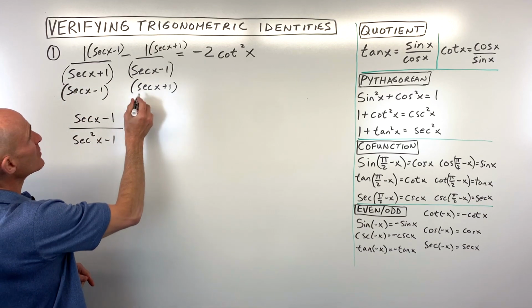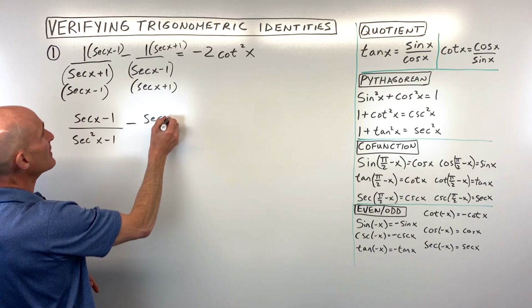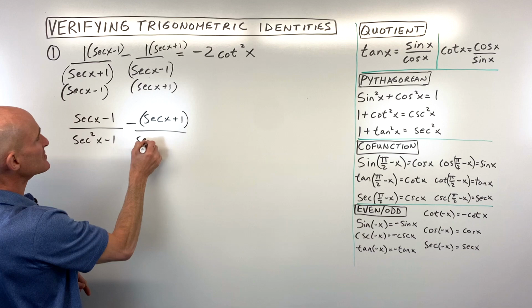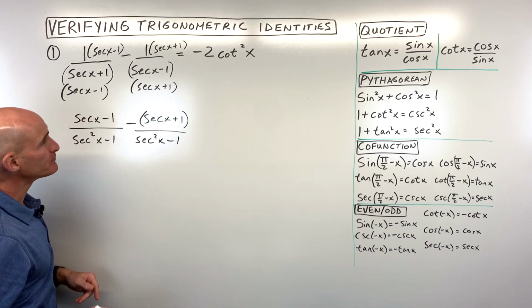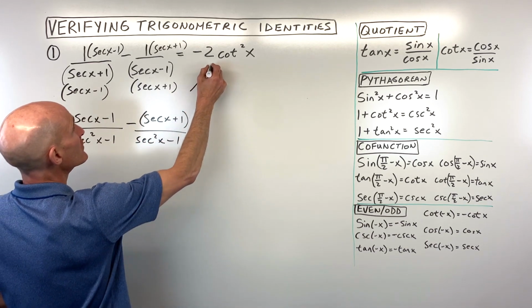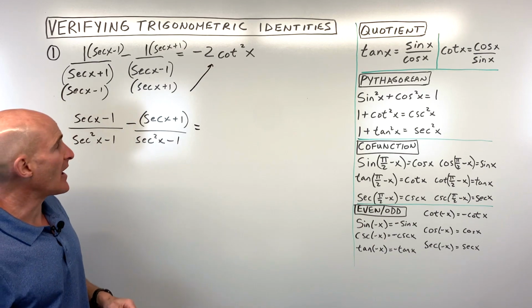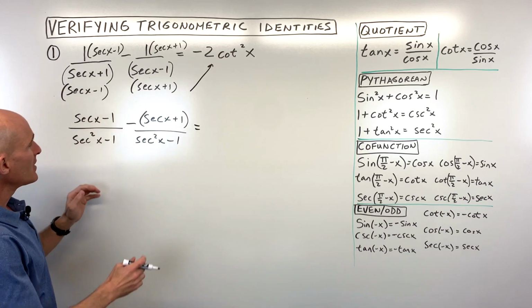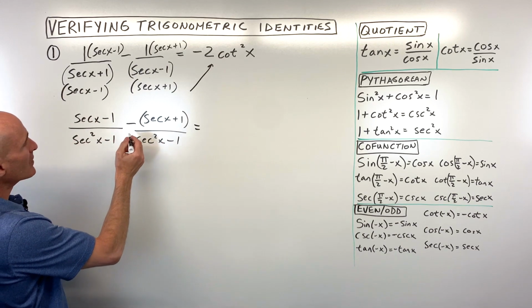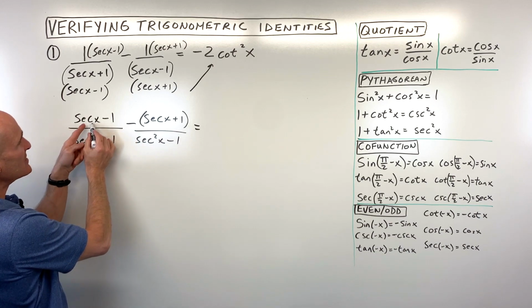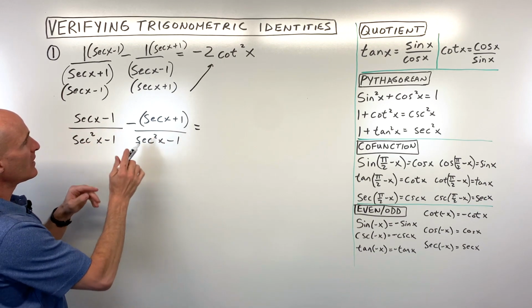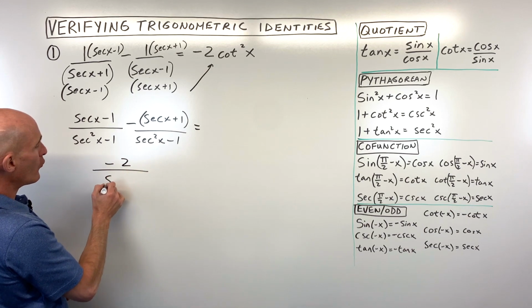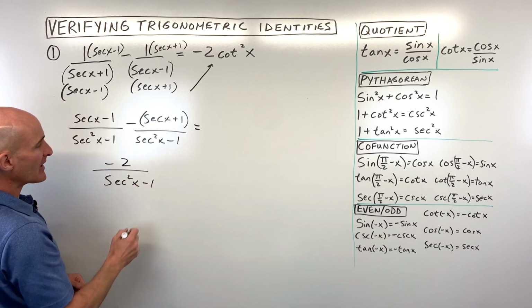And then same thing over here with this fraction, we're going to end up with secant x plus 1 all over the common denominator of secant squared x minus 1. And again, we're trying to prove that it's equal to this negative 2 cotangent squared of x. So we're just going to work with this one side and show that it equals that right side. So now that we have a common denominator, we can go ahead and subtract these numerators. So secant minus secant, that's 0. Negative 1 minus 1, that's going to give us negative 2 over secant squared x minus 1.